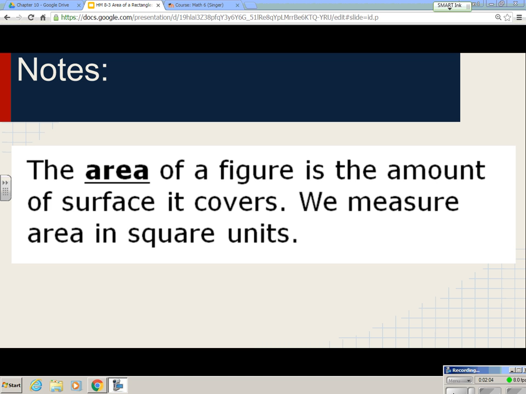So remember, that means whenever you write your answer for an area, let's say it's centimeters, you would write centimeters to the power of 2, because it's squared. If you did inches, it would be inches to the power of 2, or inches squared. Feet, feet squared, and so on. So make sure you have this written down in your notes before moving forward.